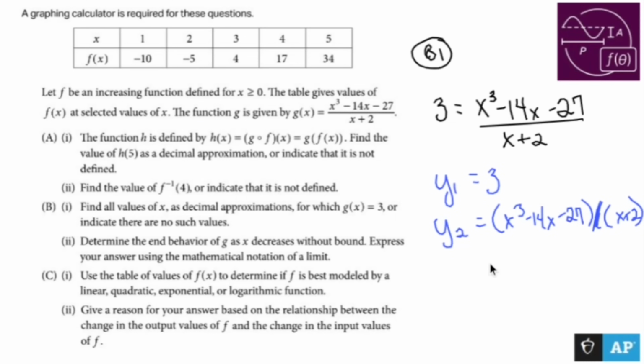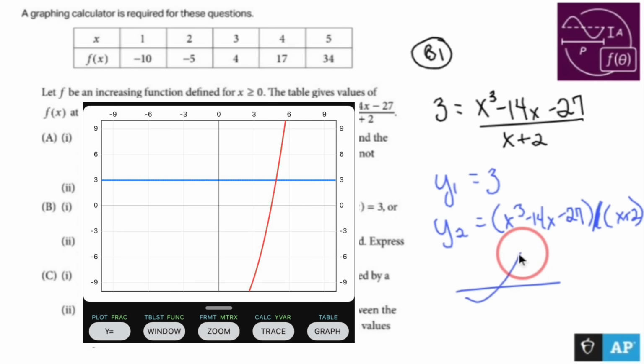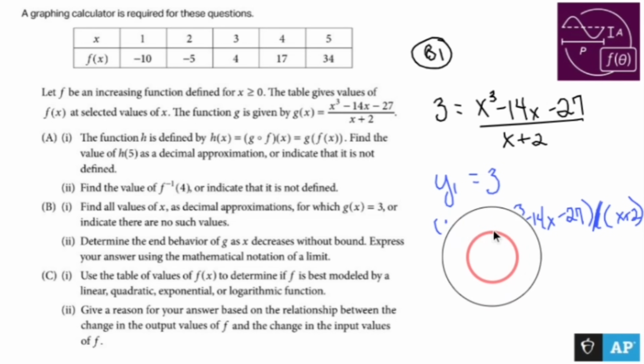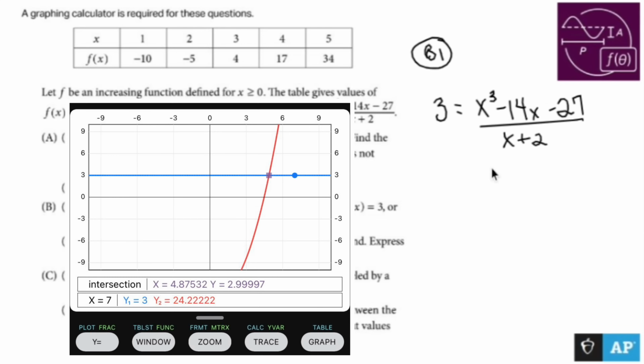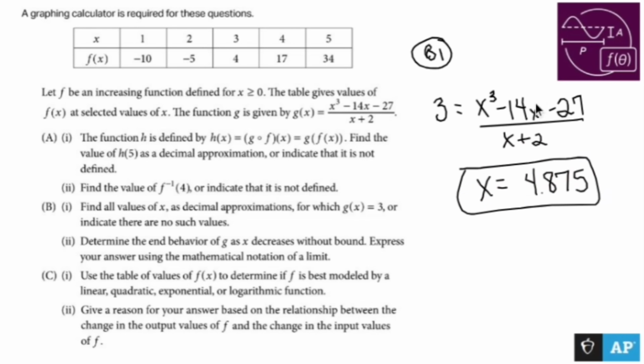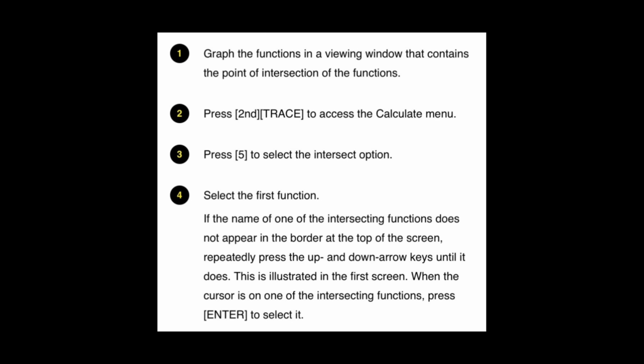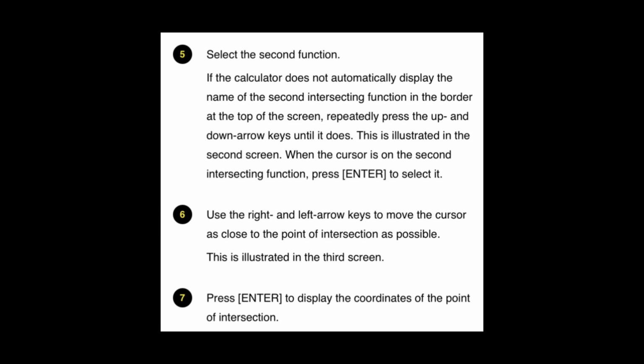And when you graph both of them, you will see a parabola-looking thing crossing the number 3. What you need to find there is the intersect. So you go to calc, you go to intersect, enter, enter, enter. And when you do that, you have an x value at 4.875. Again, 3 decimal places. I'll quick freeze myself and show a picture on the screen of what you should do on your graphing calculator. But yeah, that's how it's done.